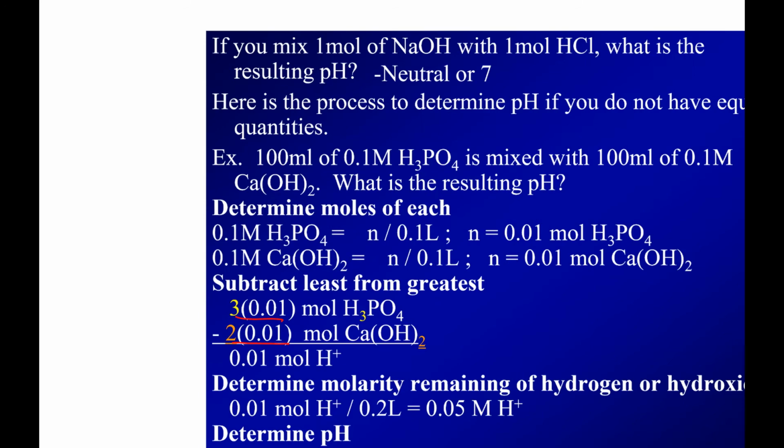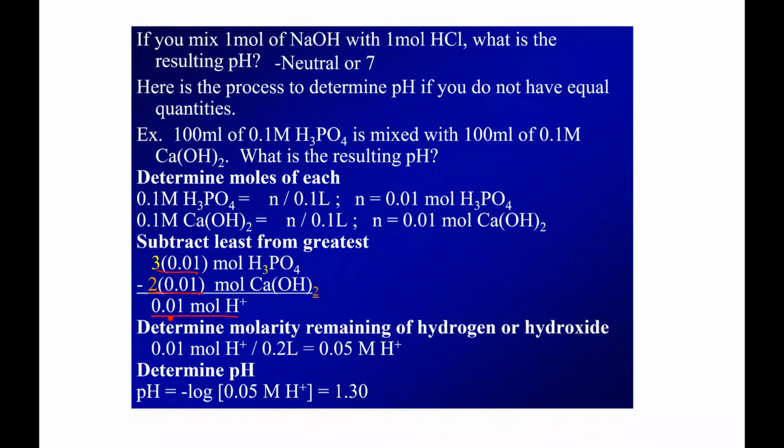Okay, and what we have left over after all of the hydrogen and hydroxide have been completely used up, the only thing we have left over is 0.01 moles of acid, H+. So then, we know moles, but don't forget, we have to find molarity in order to find pH. So that's what we're going to do next, find the pH of the resulting solution.